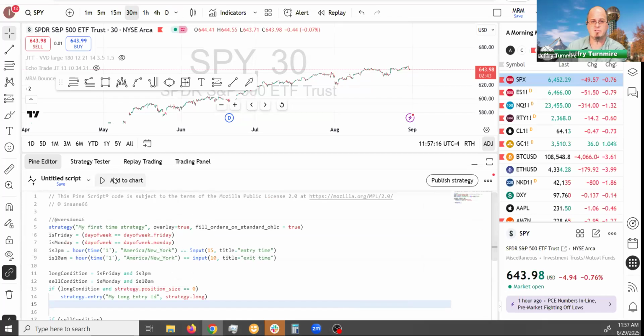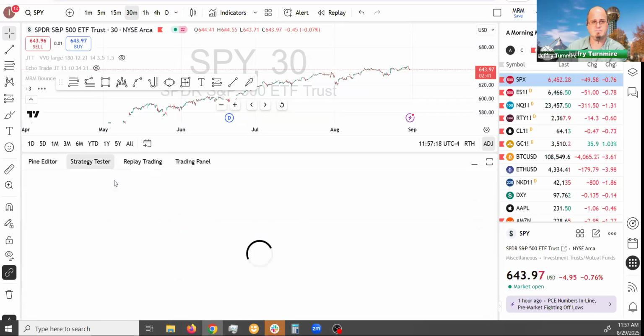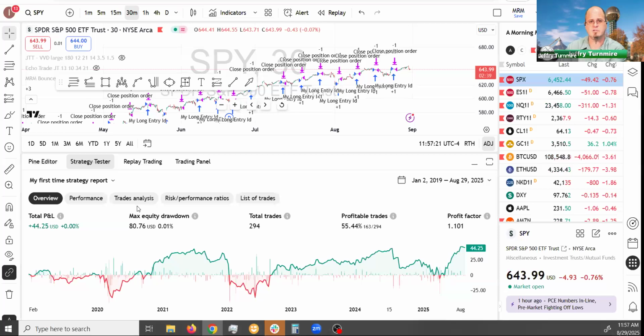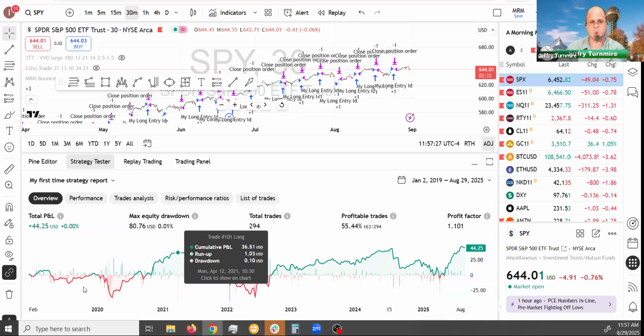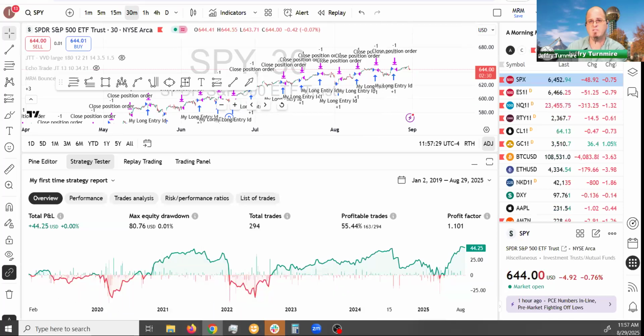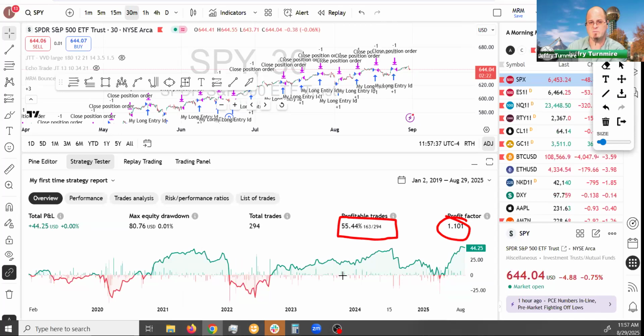All right, so let's add it to the chart and see what happens. Oh my goodness, look at this. So first glance, getting in on Friday, getting out on Monday, makes money. 55%, that's not really high probability. Looking from 2019 through 2025, 294 trades. That seems to be pretty accurate.